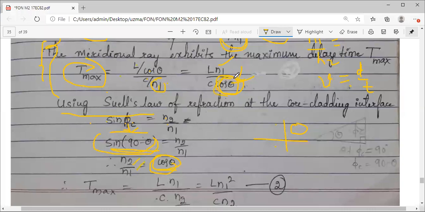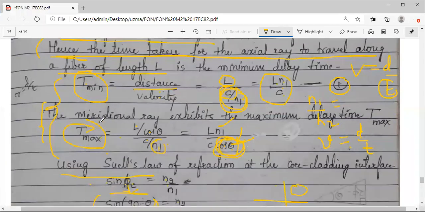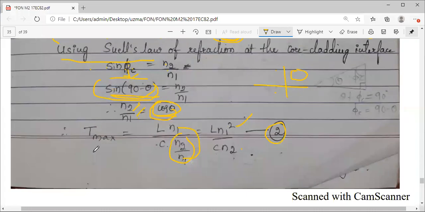So I can replace cos theta as n2 by n1 here in the time equation. Let me substitute it here and rearrange the terms. This n1 goes up, it is n1 square by n2. This is your second equation. So we have got Tmin and Tmax. The one that takes minimum time is your axial ray, and the one that takes maximum time is the extreme meridional ray.